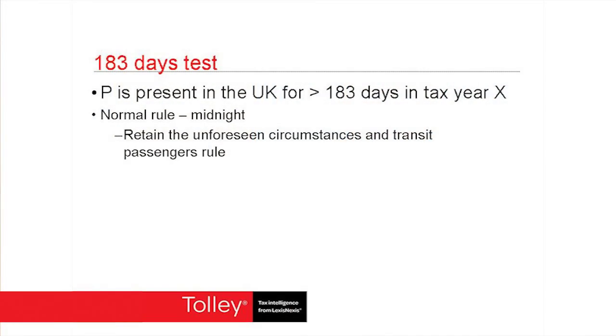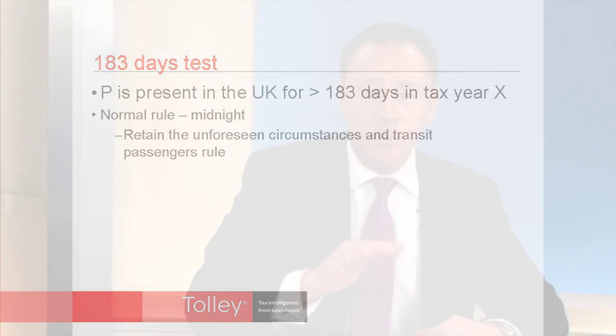Are you in the UK for more than 183 days in a year? And the normal rule to apply is where you are at midnight at the end of the day. So if you're here at midnight at the end of the day, that's a whole day's residence. We'll come on to that in more detail shortly, because there are some exceptions to that sort of day counting.